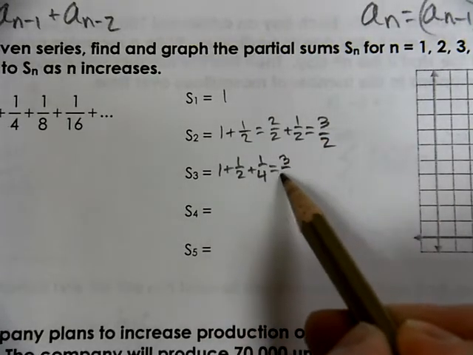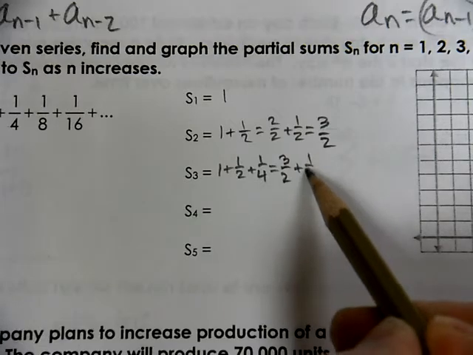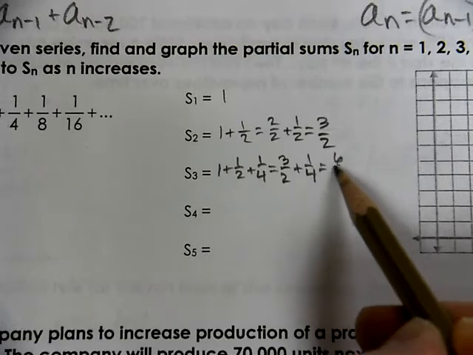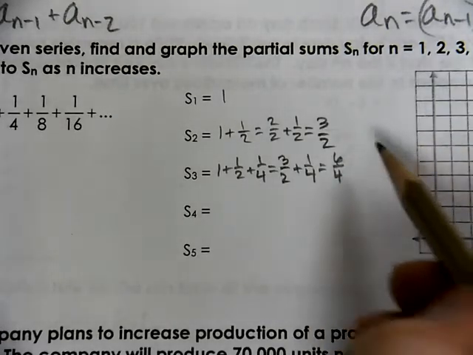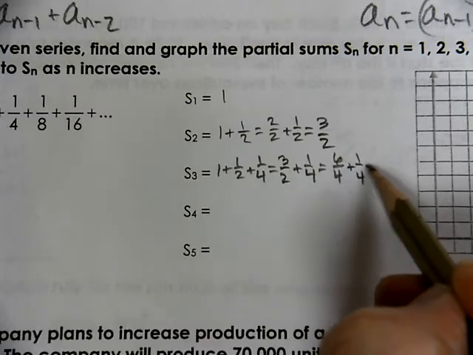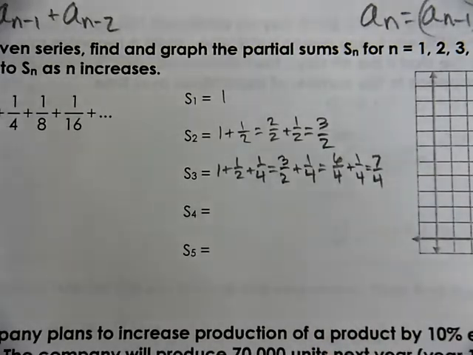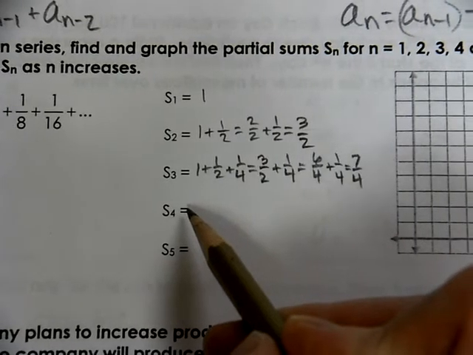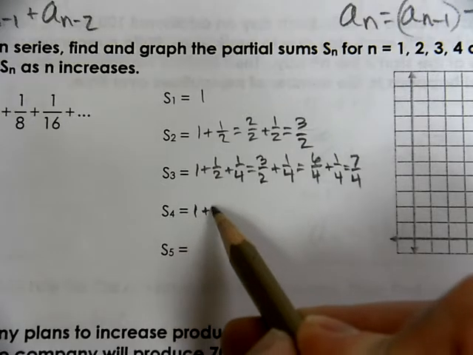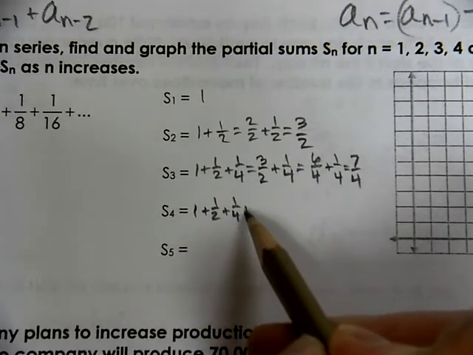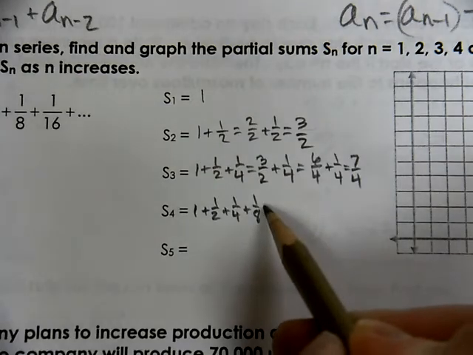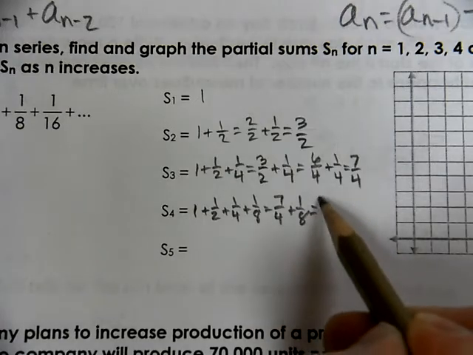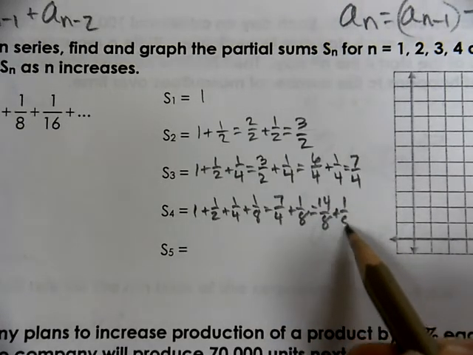Well, that's going to be 3 halves plus 1/4. Well, I need common denominators, so I've got to multiply that by 2. So 6 over 4 plus 1/4. That's 7/4. Now we're going to add 4 terms in a row. So we're going to take the 1 plus the half plus the 4th plus the 8th. Well, that's going to be 7/4 plus 1/8. That's going to be 14/8 plus 1/8.